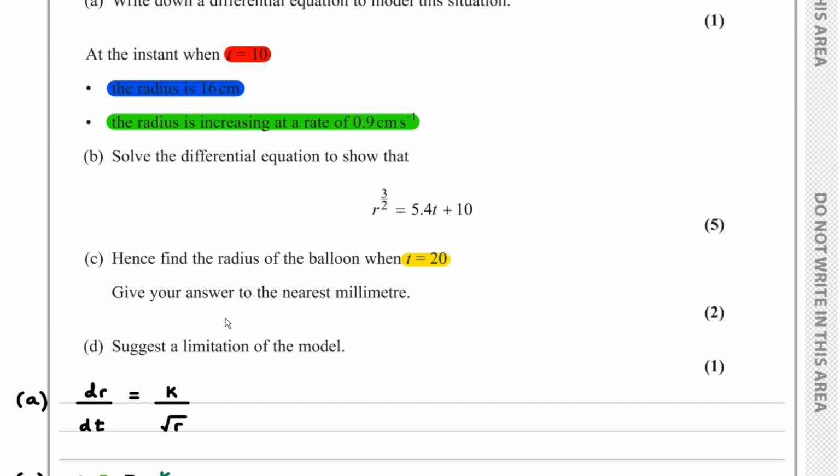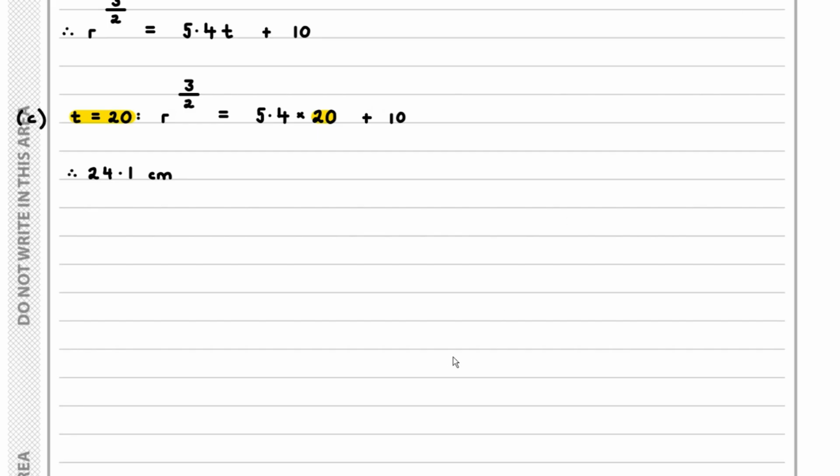Part D. Suggest a limitation of the model. For Part D, a limitation is the model will not hold infinitely as the balloon may burst. And that makes sense. The more you inflate a balloon, the bigger it gets, but the danger is the balloon may burst.